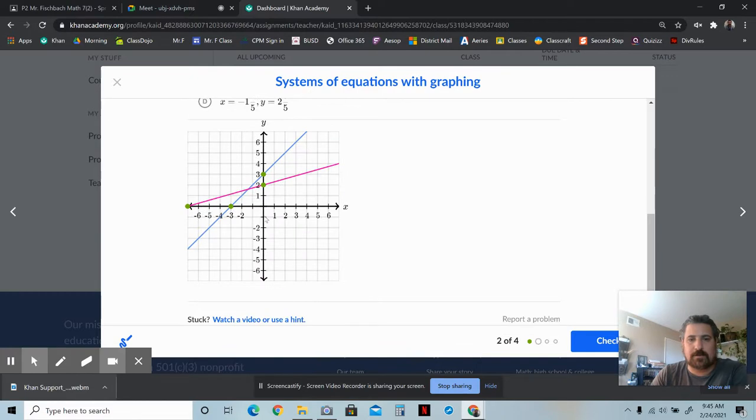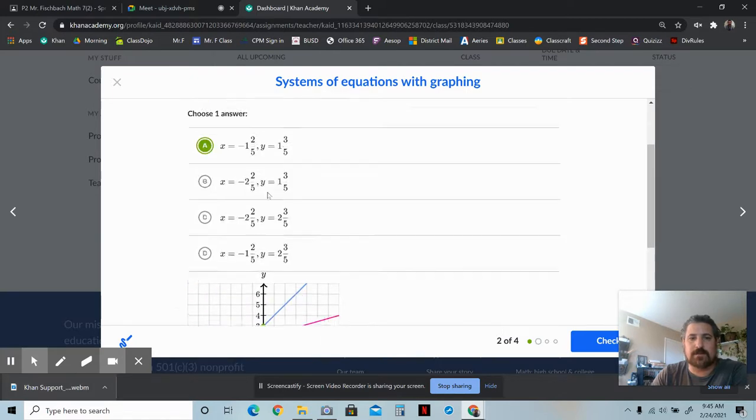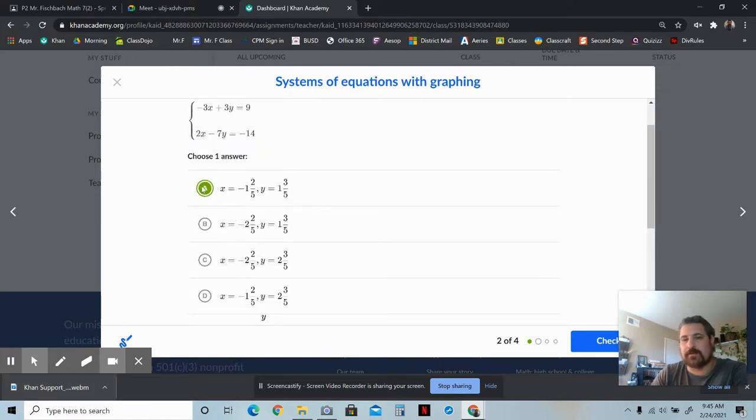Okay, so when you look at the graph, the x intersection value is going to be between negative 1 and negative 2, and the y intersection value is between 1 and 2. So therefore, the correct answer must only be A.